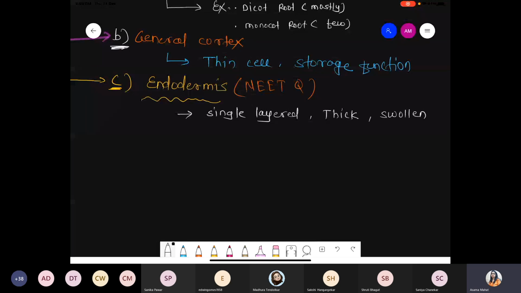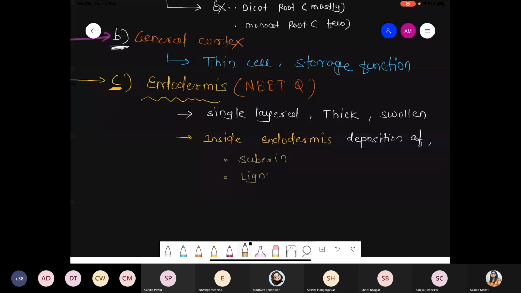Another point: inside the endodermis, root endodermis, okay, because in case of the stem endodermis, we'll see a different scenario. These are very specific conditions which are present only and only in root endodermis. So here, inside the endodermis, there is a deposition of some material. Number one material is suberin, and number two material is lignin. Suberin as well as lignin get deposited. Out of that, mostly suberin material is deposited, but some amount of lignin is also present.